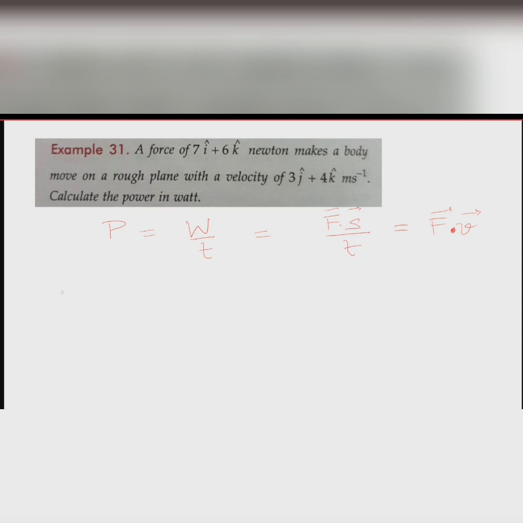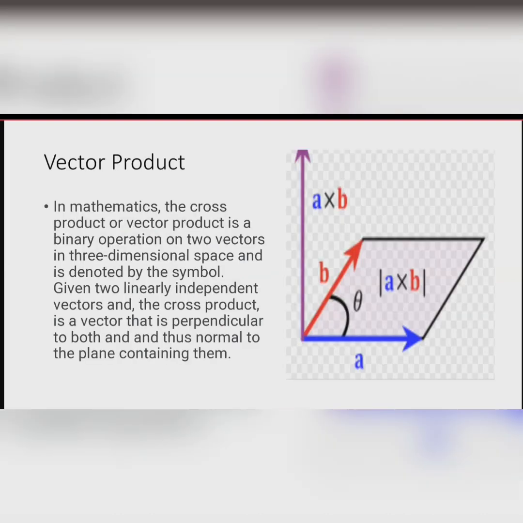Ma'am, 24 watt. Yes, it comes out to be 24 watt. So 7 i hat plus 6 k hat dot the other vector. So this would be 6 into 4, 24 watt. Okay. So if you're clear with this, I'll come on to vector product.